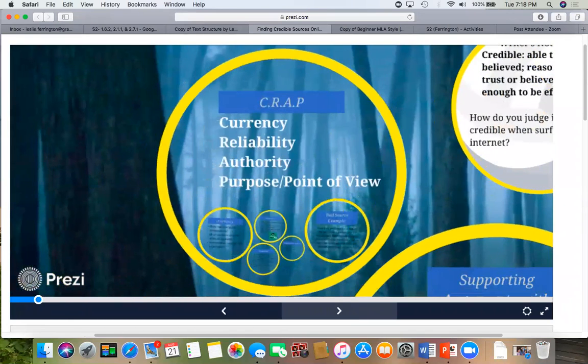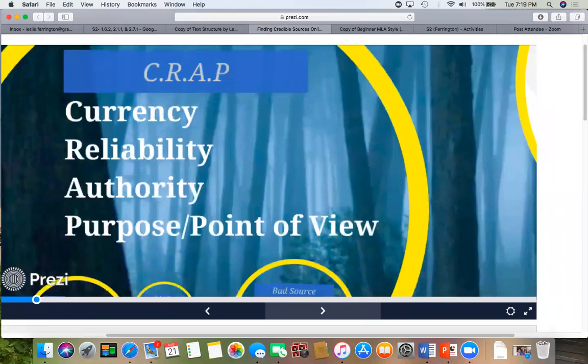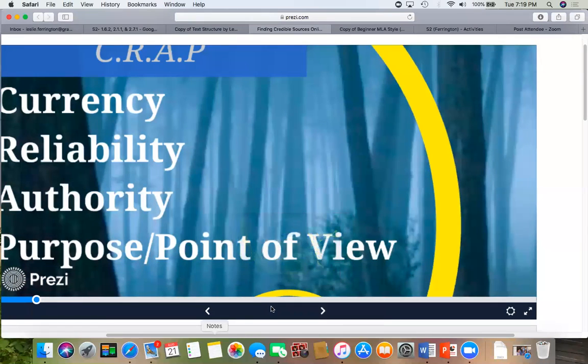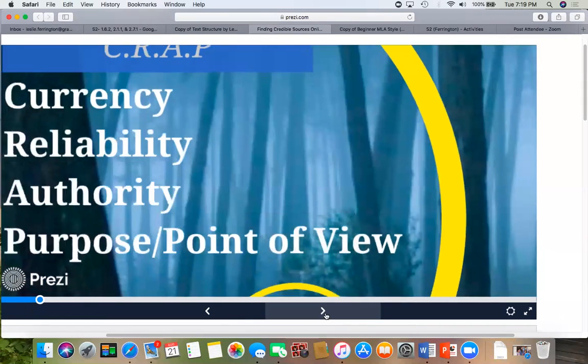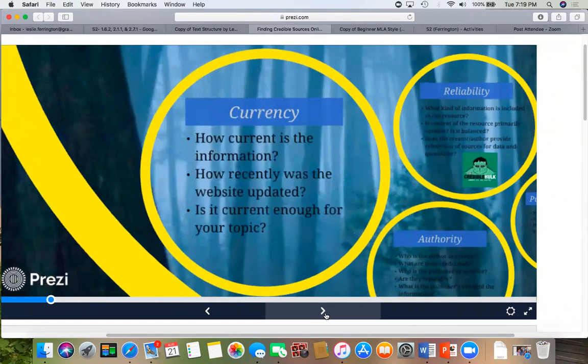So you are going to use the CRAP acronym, which I know is kind of funny, but it's good because it has everything we need. So currency, reliability, authority, purpose, or point of view. The first one is currency. Currency is really just dealing with how old is this website or book that you're using? Is the information current? And it doesn't matter because something that's about World War II doesn't necessarily have to be as current as something about a flu outbreak that's happening right now. So the topic that you're using is going to demand different currency, depending on what it is.